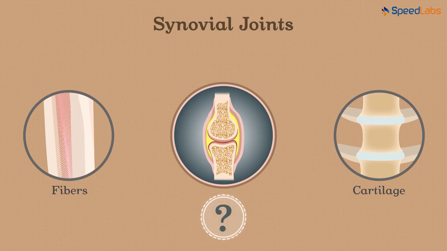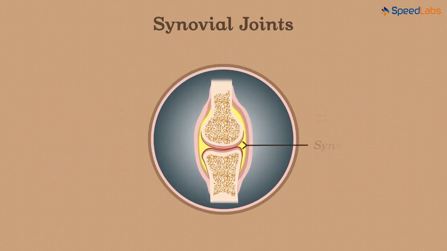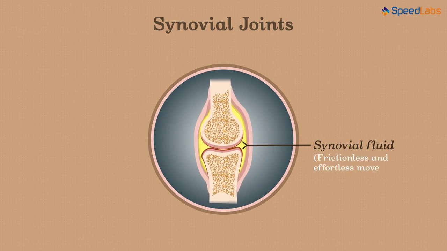Just think about it. Do the joints having fibers and cartilage move efficiently? The ones with cartilage do have movements, but those are the limited ones. Yes, the reason why we have synovial fluids in the gaps of these joints is to gain good and efficient movement. The fluid allows frictionless and effortless movements of the bones connected.